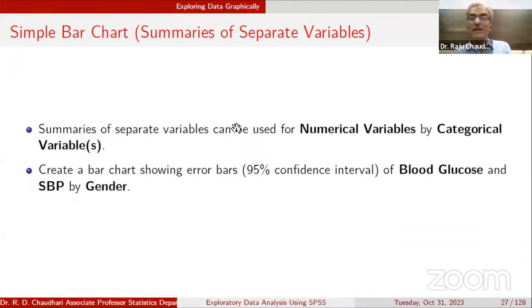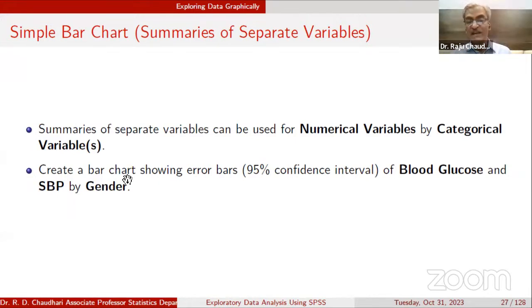Now, simple bar chart summaries of separate variables. I want to summarize a numerical variable by a categorical variable, say blood glucose and systolic blood pressure by gender. Blood glucose and systolic blood pressure are numeric variables, but gender is categorical. I want to compare the blood glucose level of male and female respondents, and at the same time the SBP of male and female respondents.